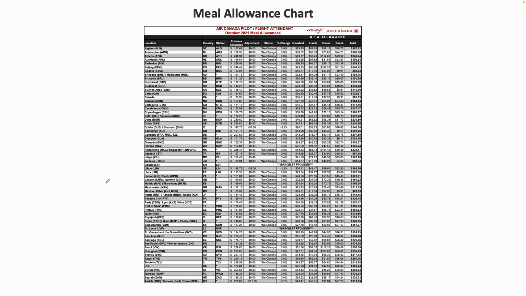This is an example of a meal allowance chart that we use. And this helps us figure out what the breakfast, lunch, dinner, and snack is for any given destination or country that we fly into.